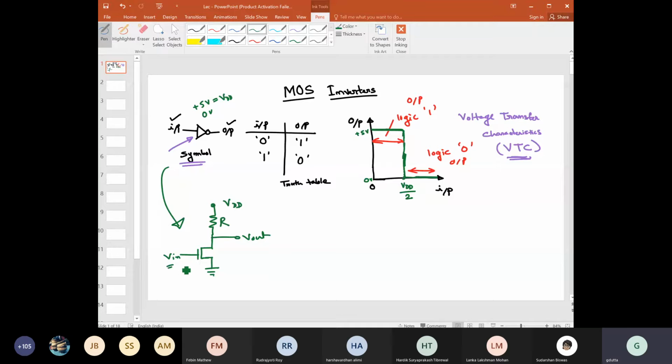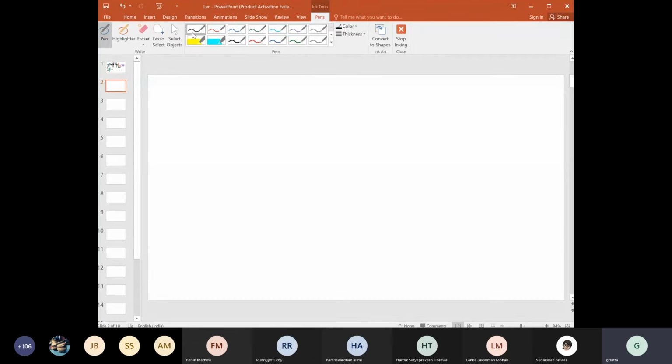Because when the input is low, the output is high. When the input is high, the output is low, right? So let us take a bit more generalized circuit example of this inverter, and try to familiarize ourselves with two terms. Before I discuss the terms, let me draw the generalized circuit structure.